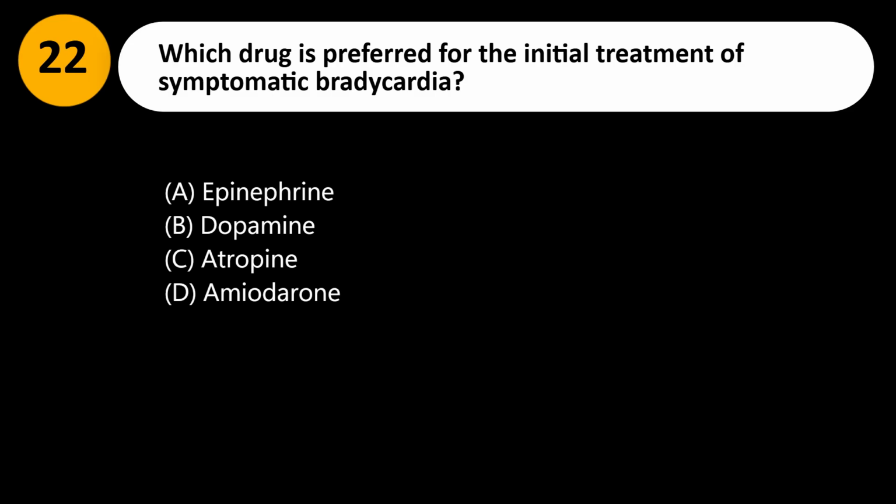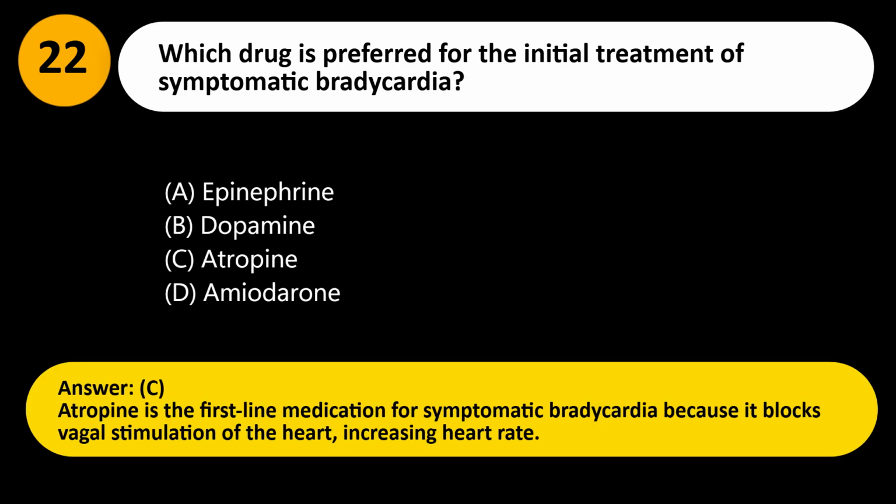Which drug is preferred for the initial treatment of symptomatic bradycardia? A. Epinephrine. B. Dopamine. C. Atropine. D. Amiodarone. Answer, C. Atropine is the first-line medication for symptomatic bradycardia because it blocks vagal stimulation of the heart, increasing heart rate.